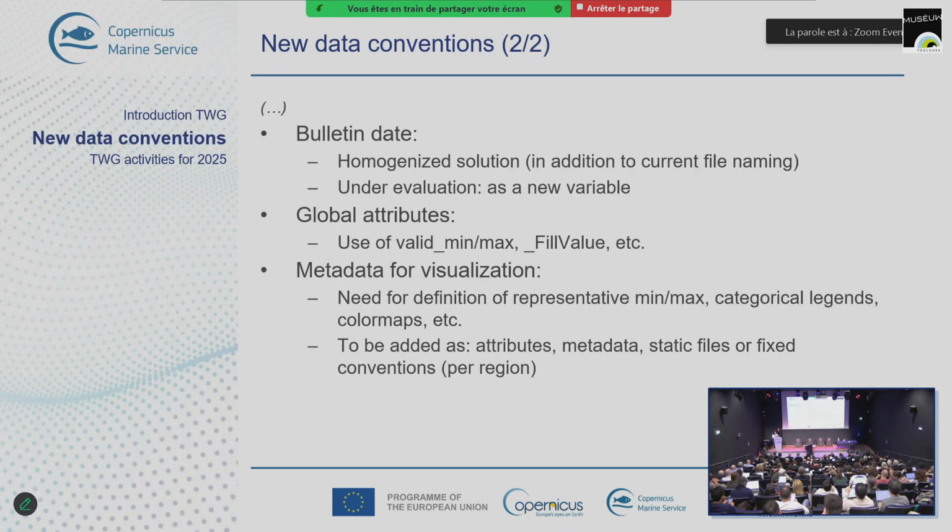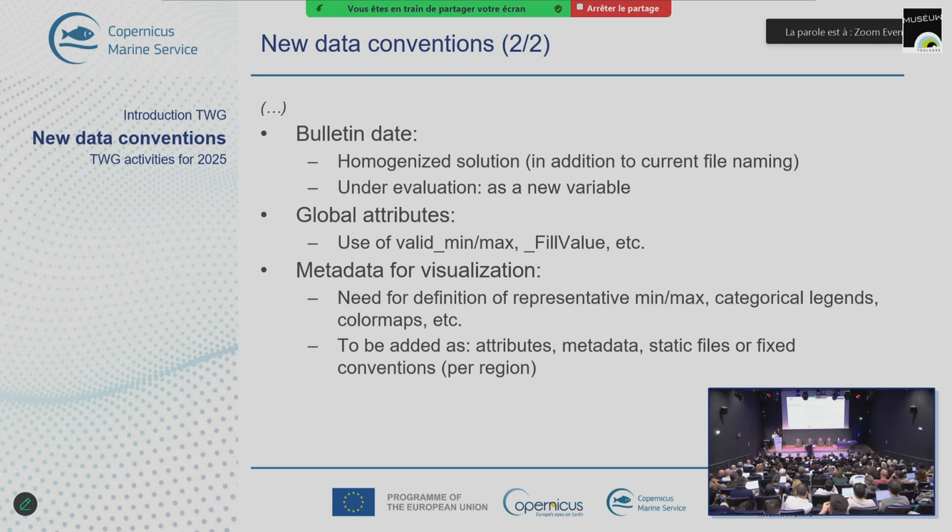Bulletin date is another topic. We know that it is important information, mainly provided in the file naming of the original file, sometimes as attributes, sometimes not. So the idea is to find a solution. The option under evaluation currently is a new variable, so we can subset this information, and we can have in the subsetted file all the information we need, the bulletin date included. We will have to have a discussion as well about the global attributes.